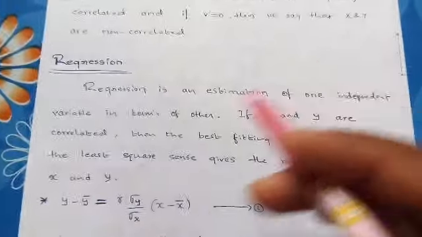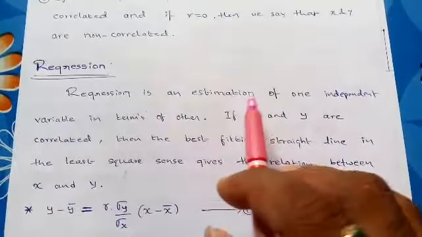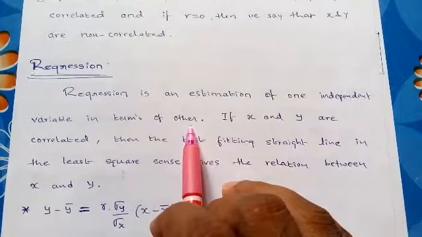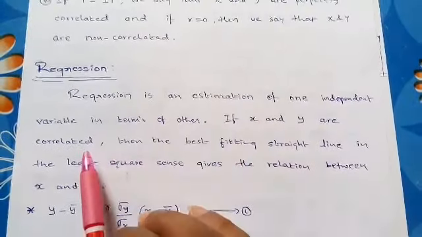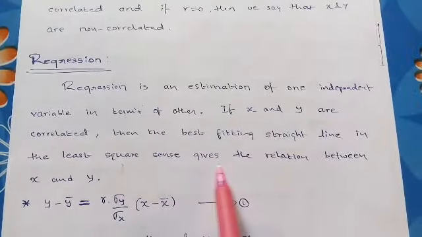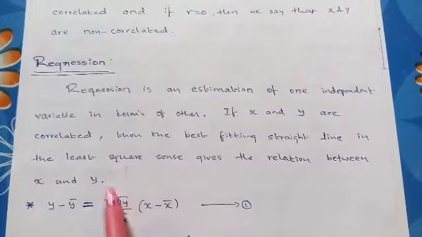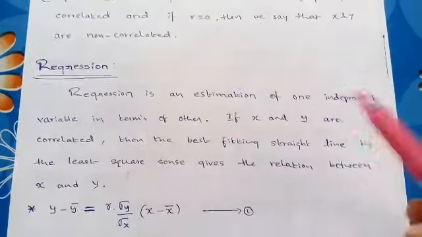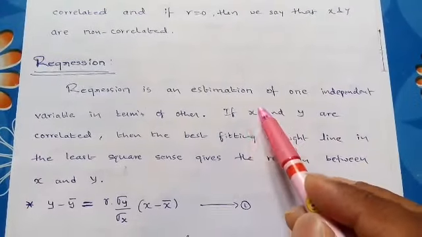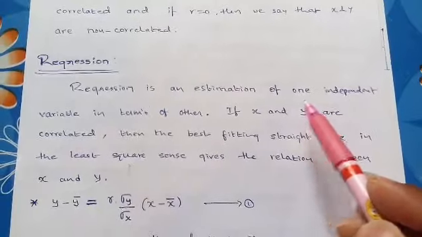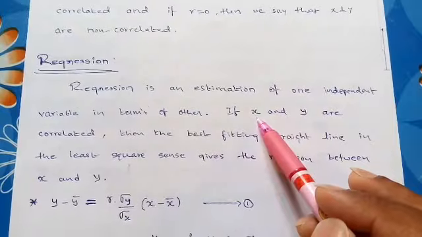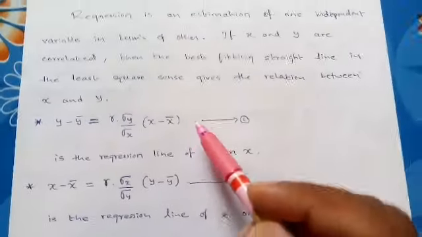Next, the concept of regression. Regression is an estimation of one independent variable in terms of another independent variable. It means if x and y are correlated, then the best fitting straight line in the least square method gives the relation between x and y. Regression means the relation between independent variables. We can find the equation for x in terms of y. Similarly, we can find the equation for y in terms of another independent variable x by using the formula.